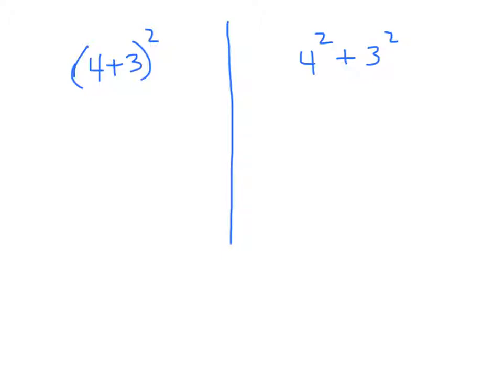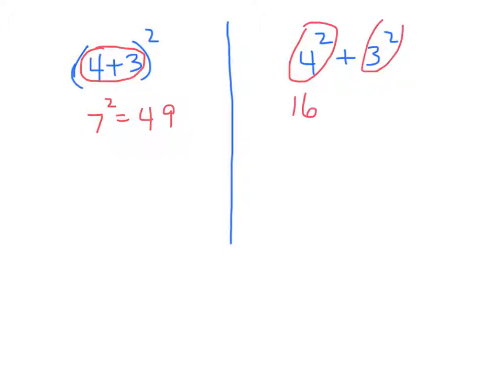So the very first thing I'm going to do is what is inside that set of parentheses. 4 plus 3 is equal to 7. So I get 7 to the second power, which is equal to 49. In the second one, I have just exponents. So I have to do 4 squared. 4 squared is 16. I also have to do 3 squared. 3 squared is 9. And then 16 plus 9 gives me 25 for an answer.